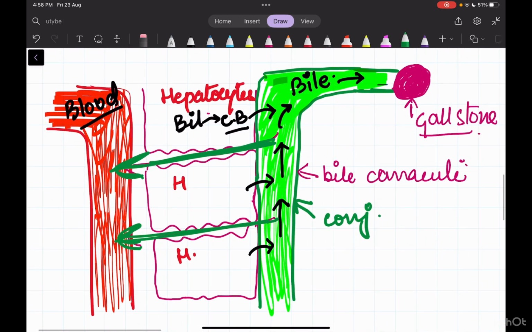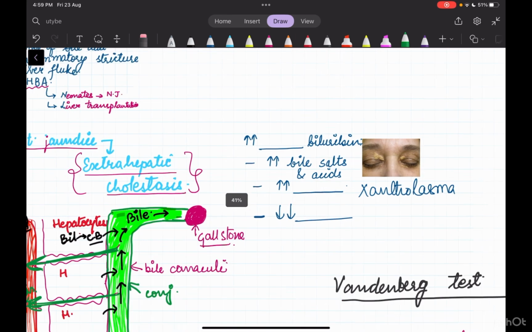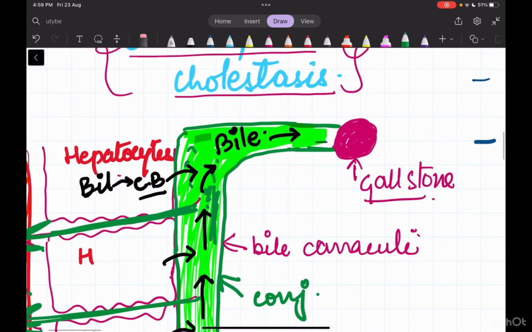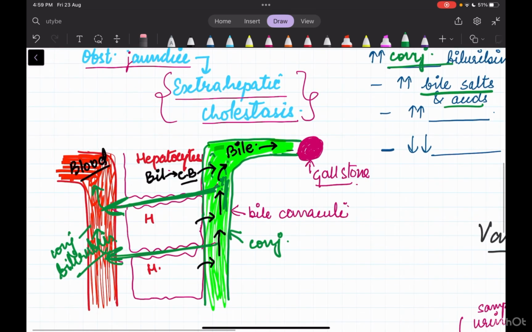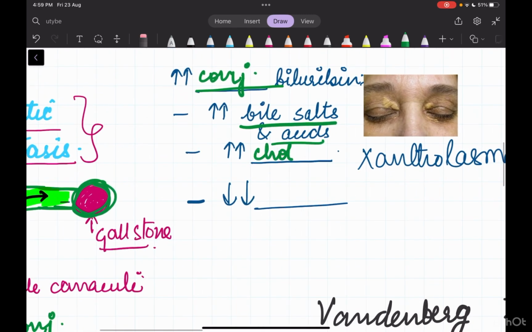So now this bilirubin is getting into the blood, and this is conjugated bilirubin that is now present in your blood. So what will you have in your blood? You will have raised bilirubin, and that will be conjugated bilirubin. You have raised bile salts and bile acids because these bile salts and bile acids are again in this bile canaliculi, and they will be going into the blood because of this obstruction. And there will be raised cholesterol.